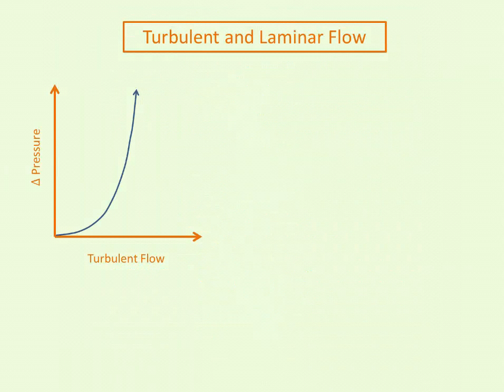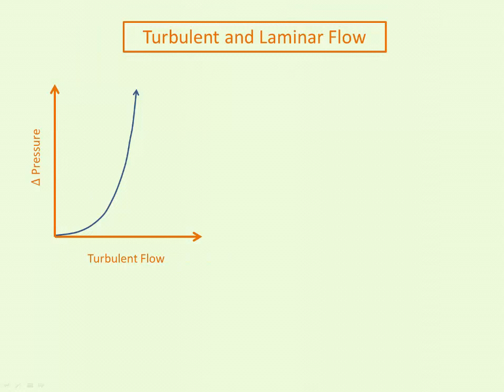This is probably a rehash of medical school for almost all of you watching this lecture, and that is this difference between turbulent and laminar flow. It's a bit of an artificial distinction in the lungs, which I'll talk about briefly, but here I've graphically depicted the difference between turbulent flow, which is flow here on the x-axis, and the change in pressure required to generate that flow on the y-axis. And you can see with turbulent flow it's kind of an exponential relationship.